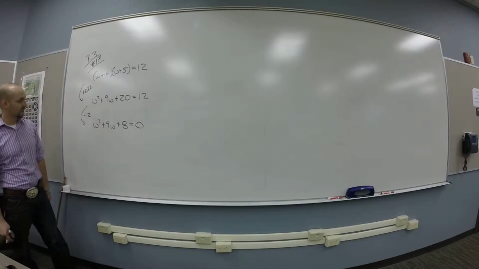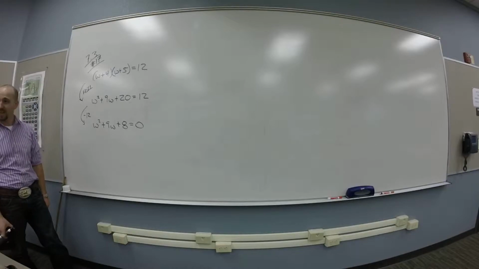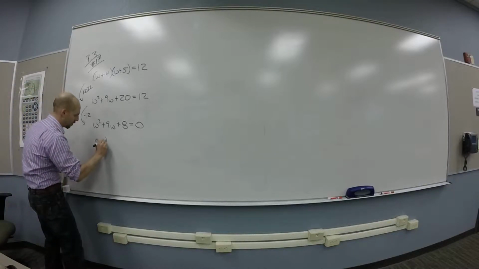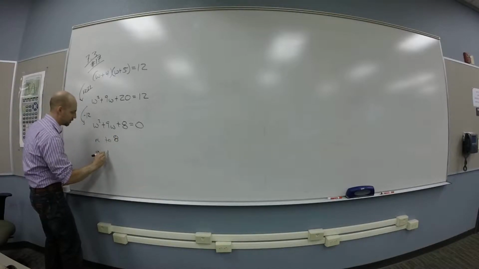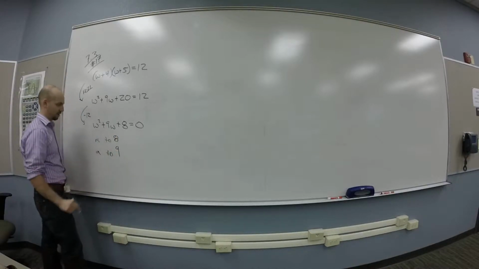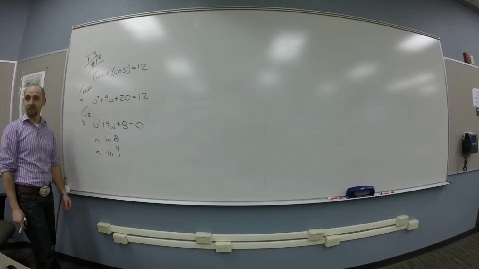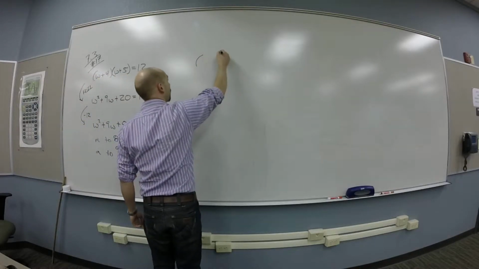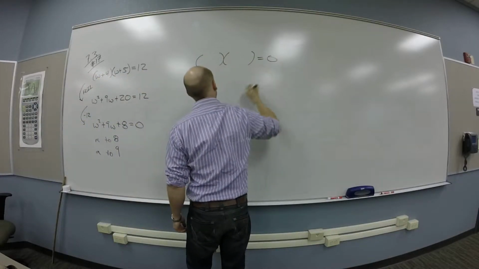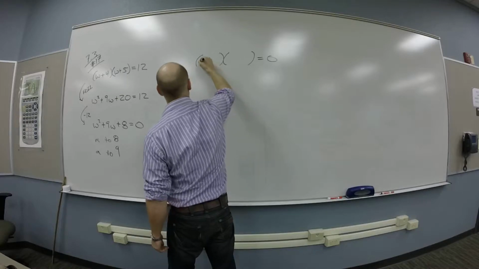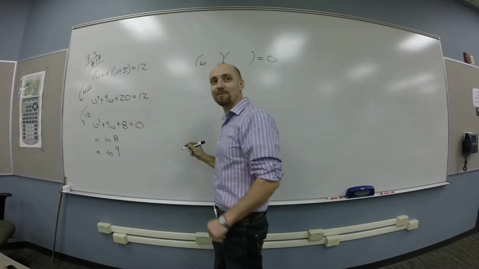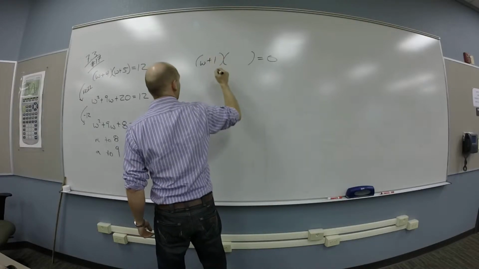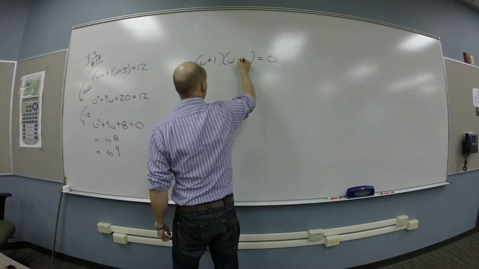For me, I'd look at this and I'd say, okay, they need to multiply to 8 and add to 9. Oh, 8 and 1, that seems obvious. Does it work? Yes. So I factored into what and what? W plus 1 and W plus 8.